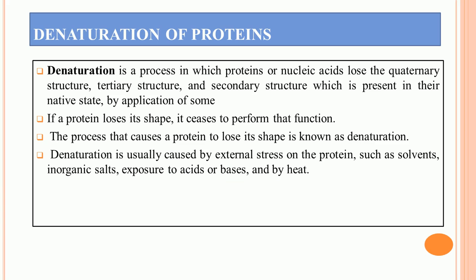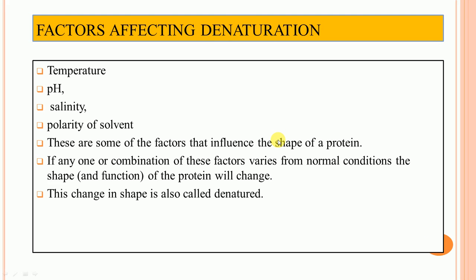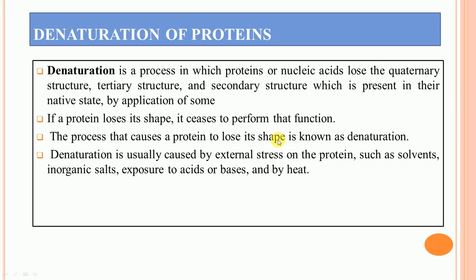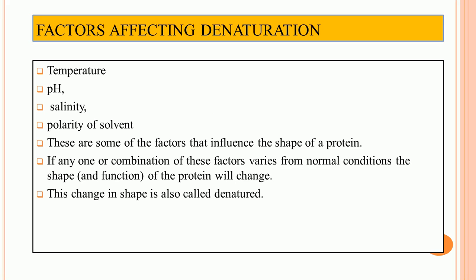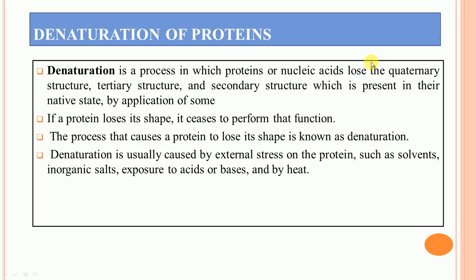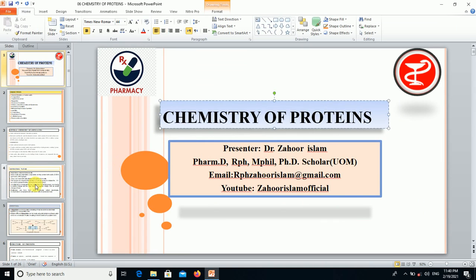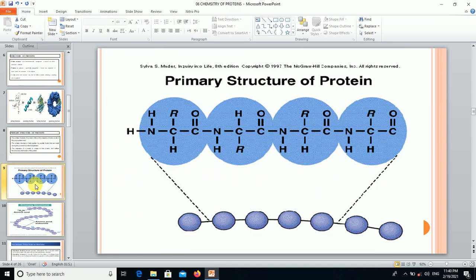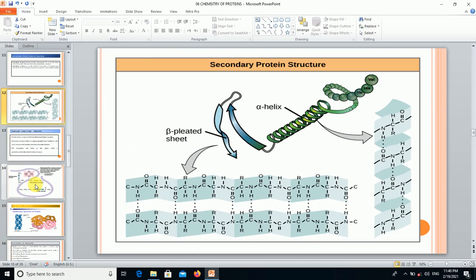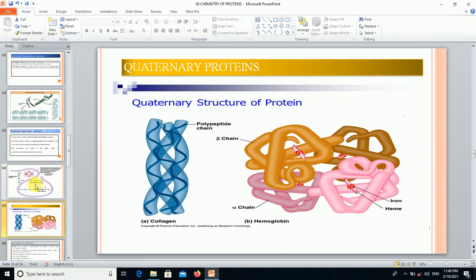The protein loses its shape, so it ceases to perform its function. The process that causes a protein to lose its shape is known as denaturation. Denaturation means when the protein molecule loses its shape. Denaturation is usually caused by external stress on proteins. Primary, secondary, and tertiary structure we have already covered.